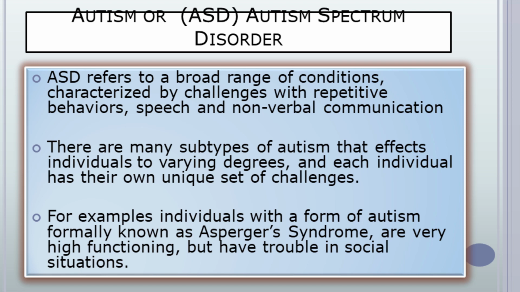For example, individuals with a form of autism formerly known as Asperger's syndrome are very high functioning, but they might have trouble in social situations. If you think of Sheldon from Big Bang Theory and how he is extremely intelligent, but he has extreme difficulty in social situations and knowing the right thing to say, that would be typical of somebody with Asperger's syndrome.